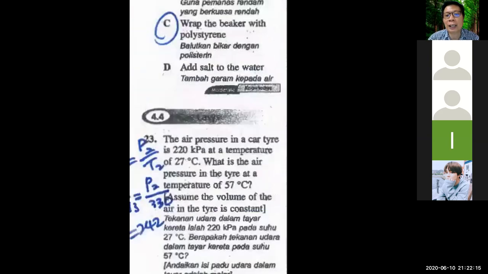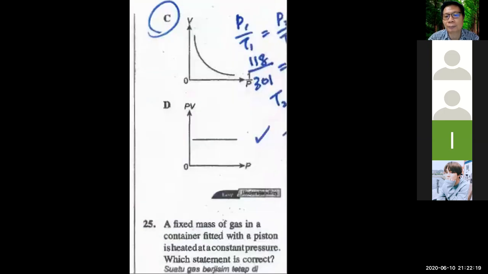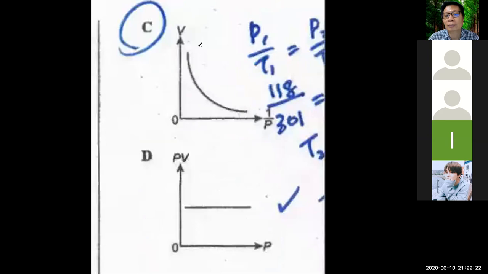So this graph is wrong. V against 1/P, no, this one is wrong. No such graph. PV is a constant horizontal line. This is correct. Pressure law, no, Boyle's law. P1 V1, when you take pressure multiply volume, you get a constant. So this is correct. So the graphs you must remember.